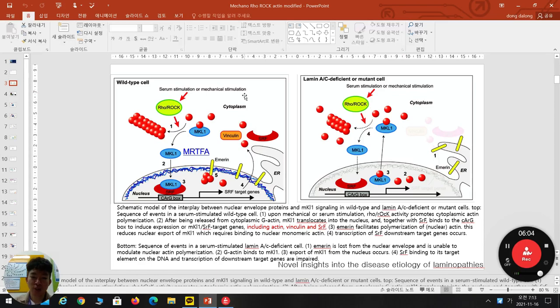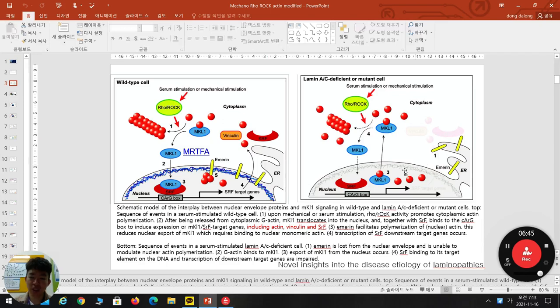So when you see the difference between these two, in the left wild type, because of actin polymerization, MRTFA can be freed, and because of the NLS, nuclear localization sequence, it can go inside. And because there is a lot of nuclear actin, MRTFA cannot bind to globular actin in the nucleus, so it cannot go outside. So it continuously stays in the nucleus. Because of that, related target genes can be activated, making more vinculin, more actin again, and more SRF.